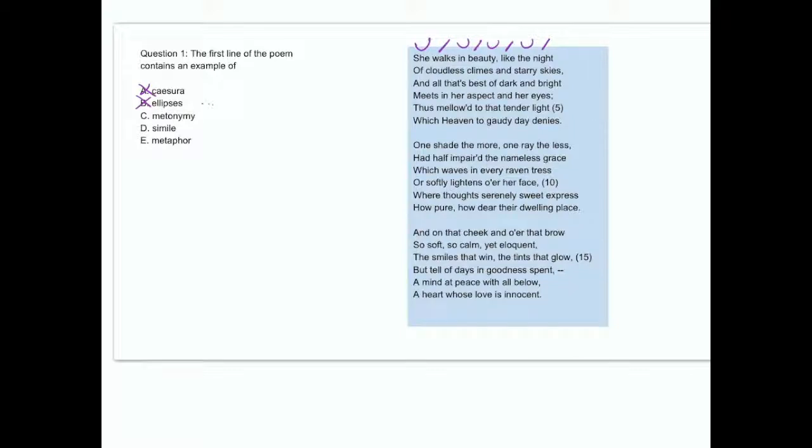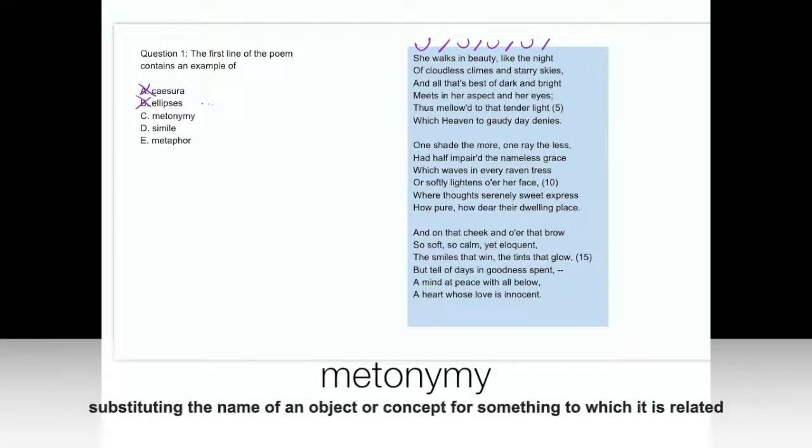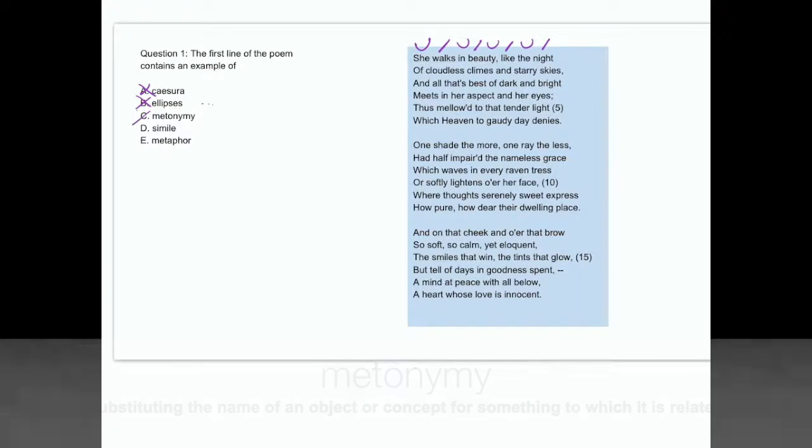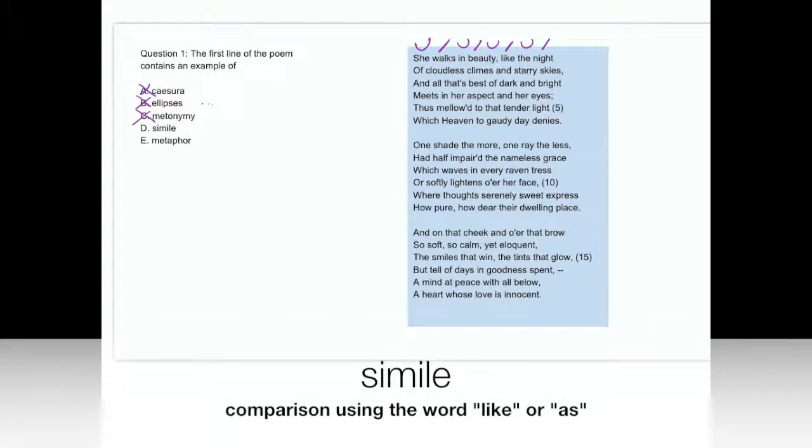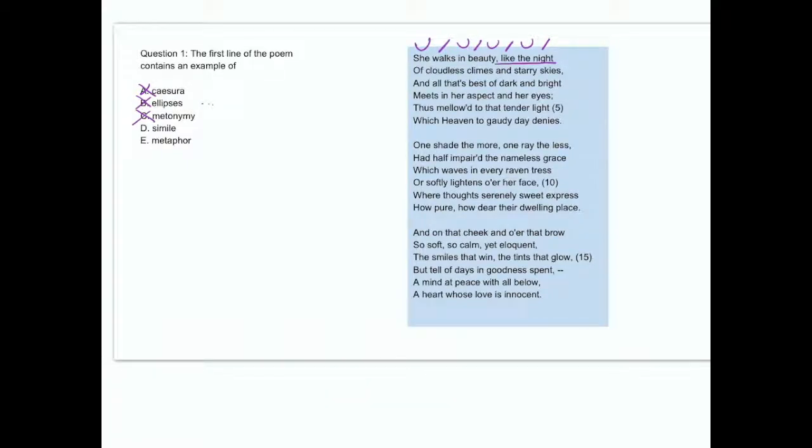C. Metonymy. This is substituting the name of something with one of its attributes or something closely related to it, such as referring to the film industry in America as Hollywood or using the word track to refer to horse racing. There's nothing like that in line 1. D. Simile. This is a comparison that uses the word like or as, and of course we have that right here. She walks in beauty like the night. So D is the correct answer.